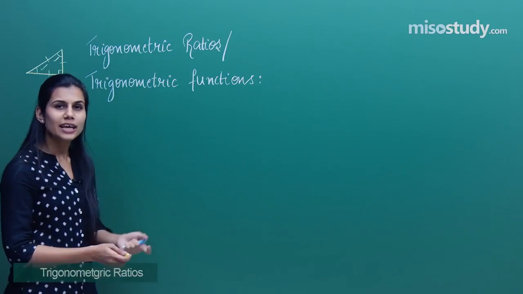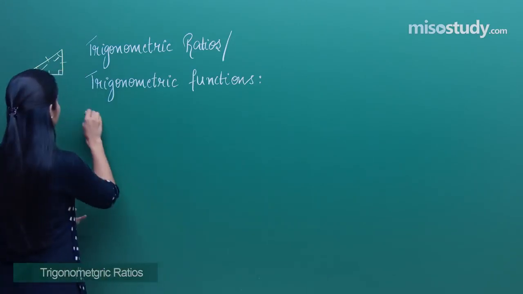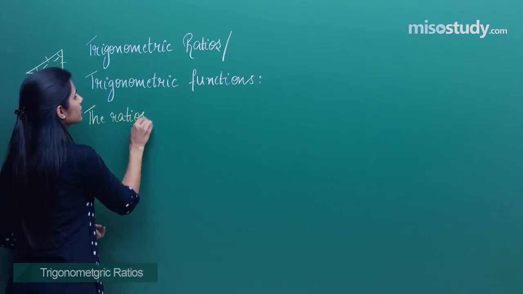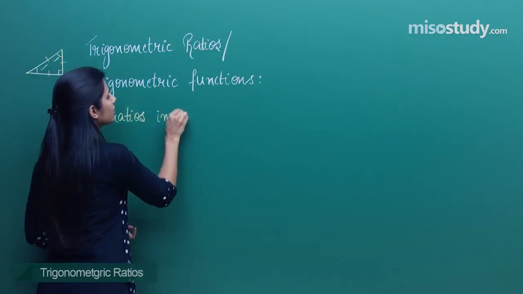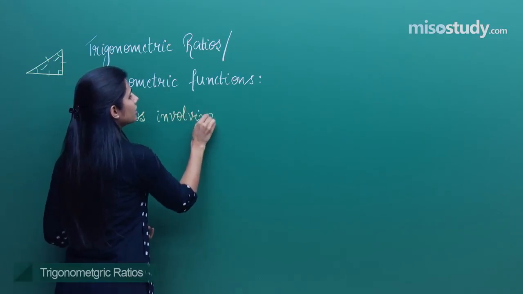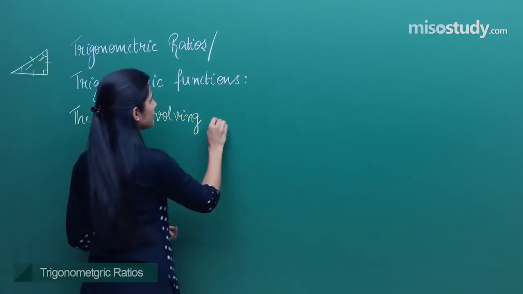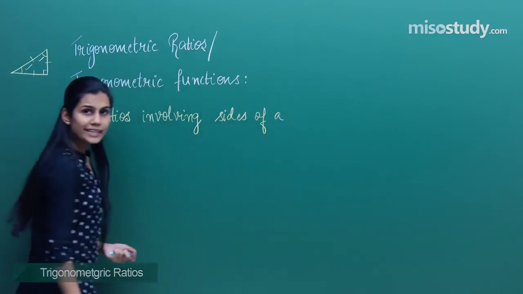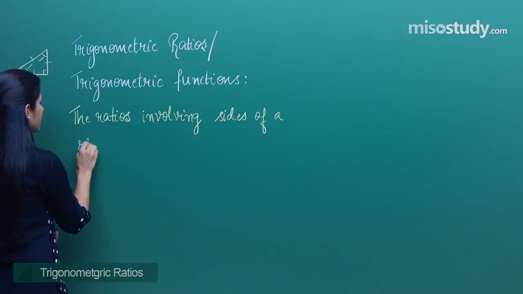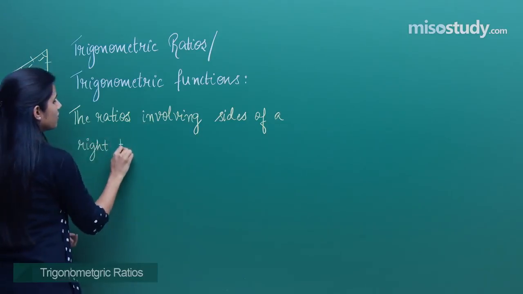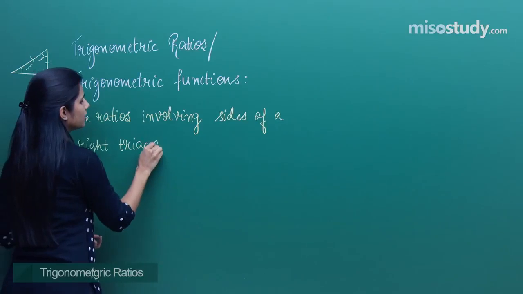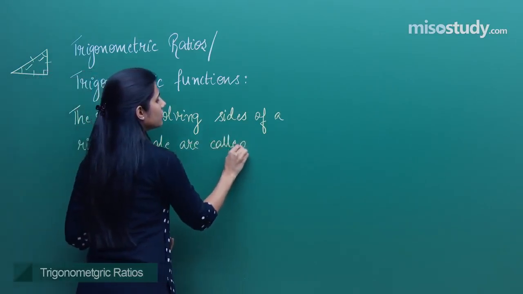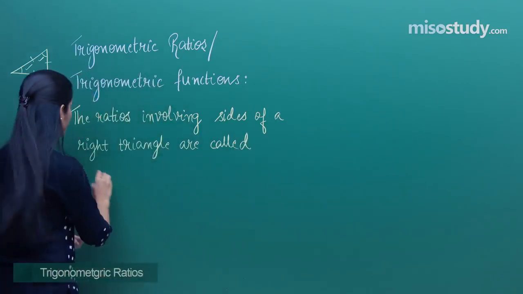Let's write the definition and get ahead with it. The ratios involving sides of a right triangle are called trigonometric ratios.